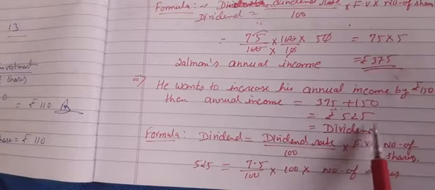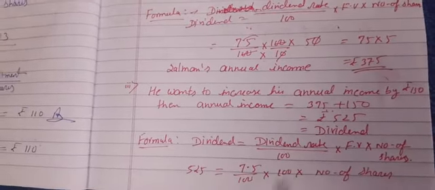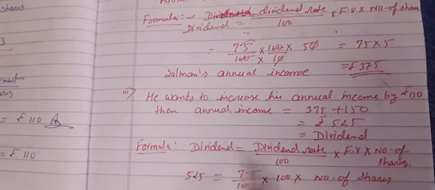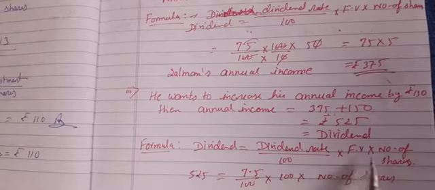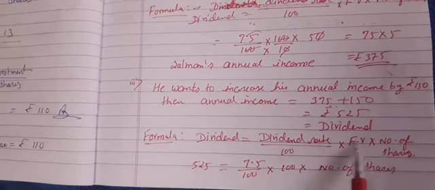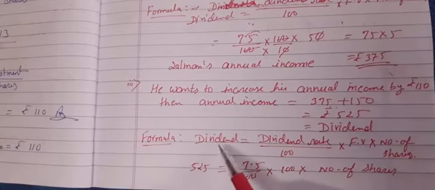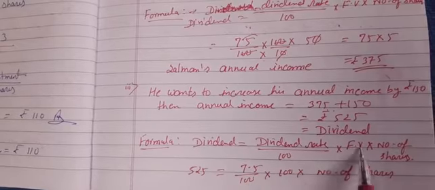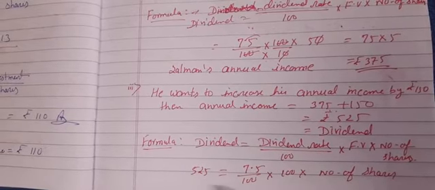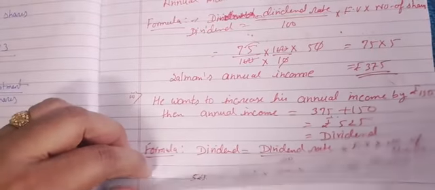So what is the question? Question says that how many more shares he is supposed to buy. So again we started the formula of dividend. Dividend is equals to dividend rate upon 100 into face value into number of shares. Because we are having all these values, we'll get the idea how many shares we have to increase. Dividend is 525, dividend rate is 7.5%, face value is 100. Again I have written on the same line so that you may understand easily what is the number of shares.